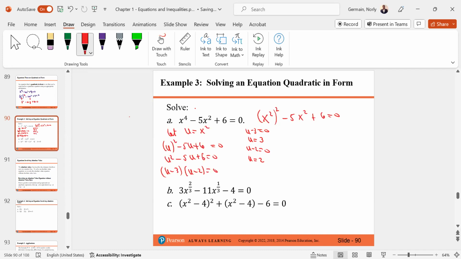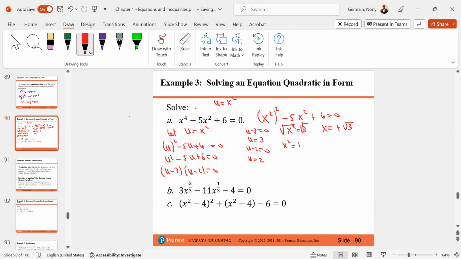But remember, u equals x squared. Recall u equals x squared. So that means x squared equals 3. If you take the square roots of both sides, x would be equal to plus and minus root 3.